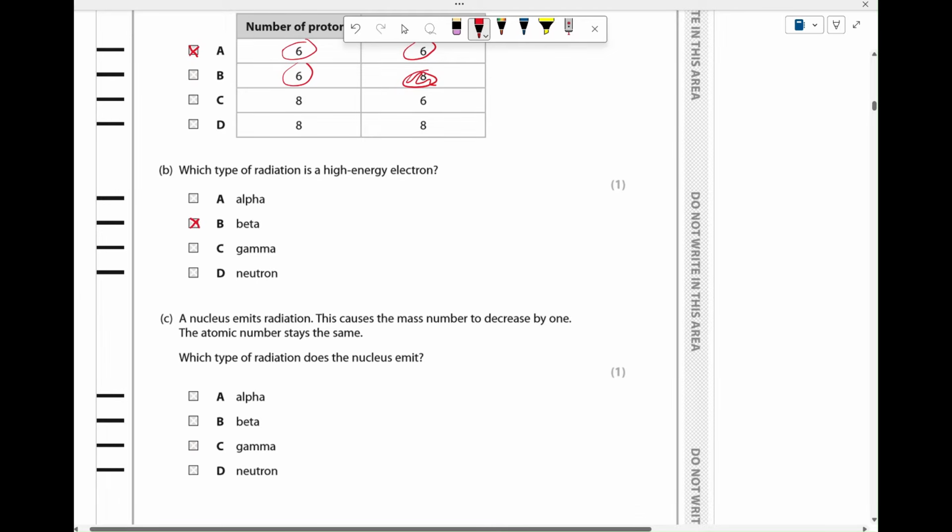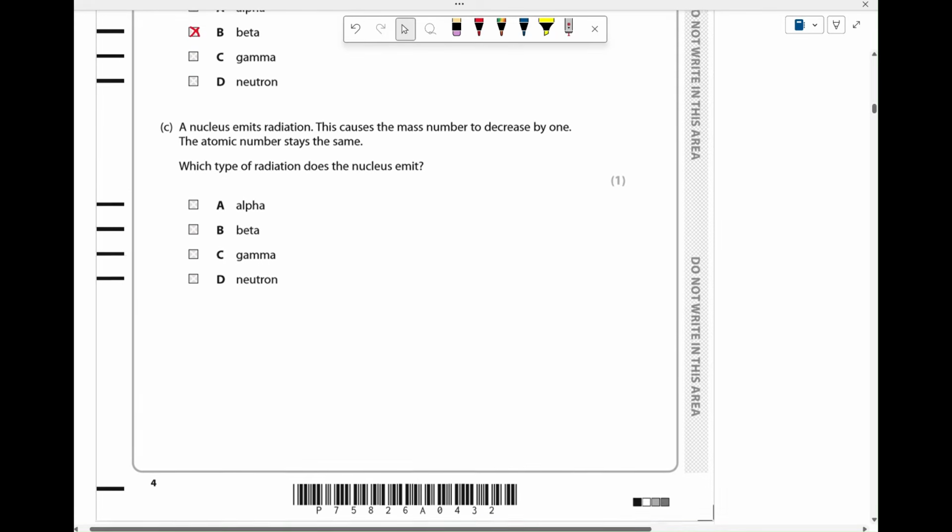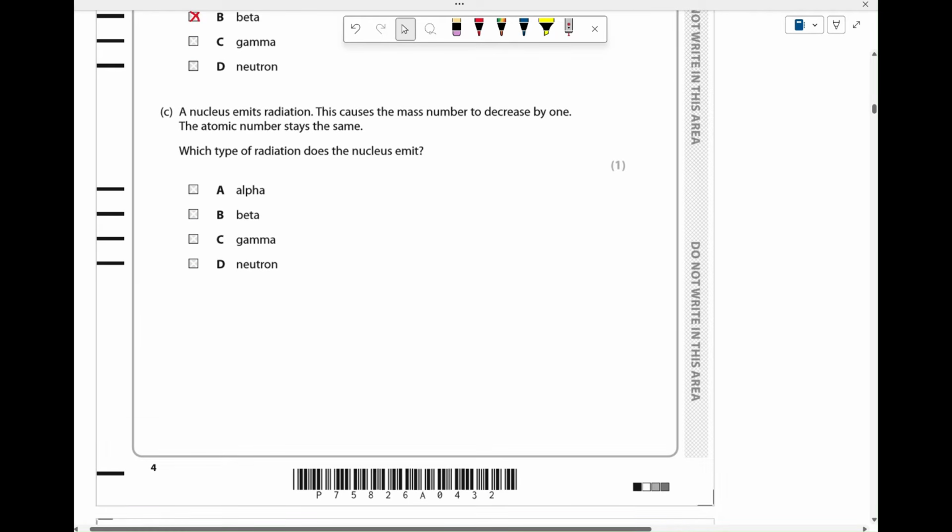What type of radiation is a high energy electron? An alpha particle is a helium nucleus, a 4-2 helium nucleus. A gamma ray is a pulse of electromagnetic radiation. Beta particle is an electron. C, a nucleus emits radiation. This causes the mass number to decrease by 1. The atomic number stays the same. What type of radiation is this?